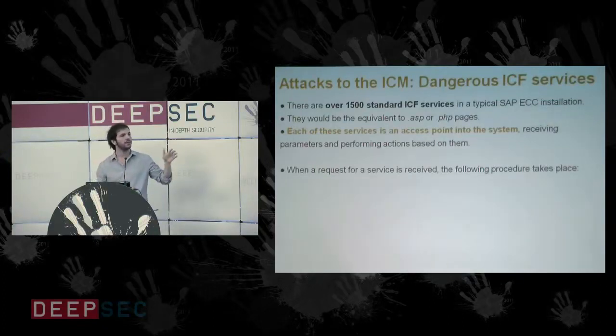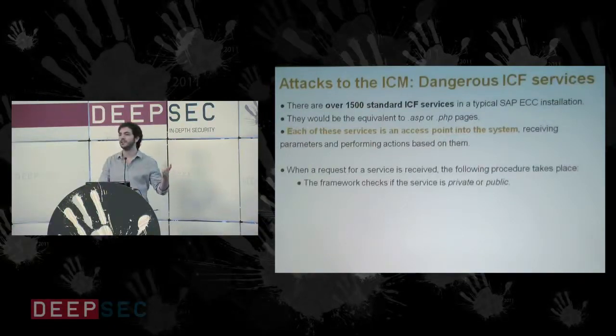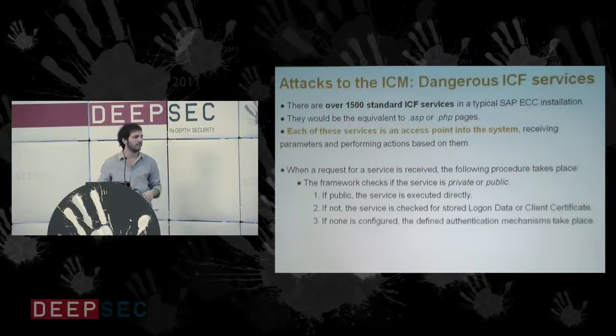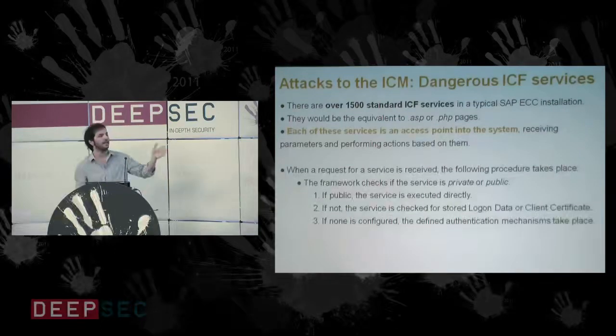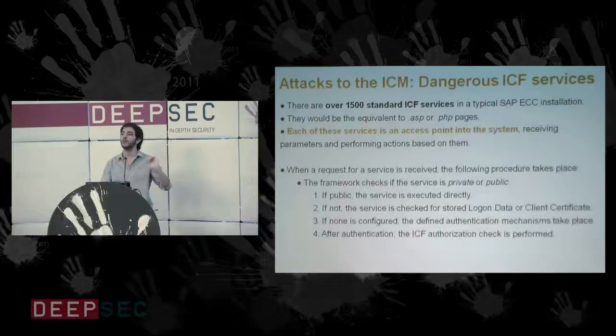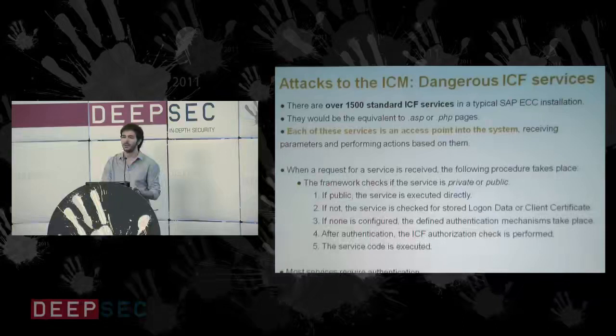When the ICM receives a request for one of these services, the following procedure will take place. First of all, the system will check if it's public or private, right? If it's public, it will just give you the content or do what it needs to do. And if it's a private service, it will check for certain things that it doesn't do much good to go into detail about. But basically, it will trigger an authentication mechanism, right? If the user authenticates successfully, then it will check if the user has authorization to run that specific service, and if he has, the service code is executed. To be fair, most of the services require authentication, yes, but we will see why this cannot be so much of a barrier for an attacker.